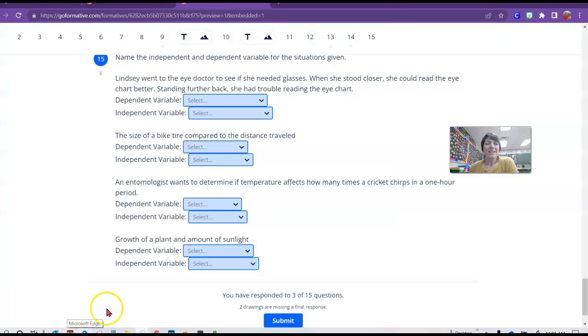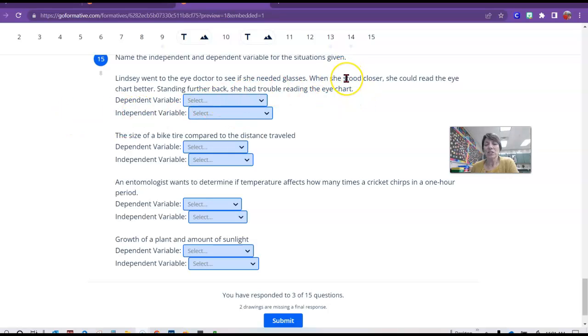Then the last section that we covered is this independent and dependent variable idea. Remember, the independent variable will cause the dependent variable to happen. So this says Lindsay went to the eye doctor to see if she needed glasses. When she stood closer, she could read the eye chart better. Standing further back, she had trouble reading the eye chart.